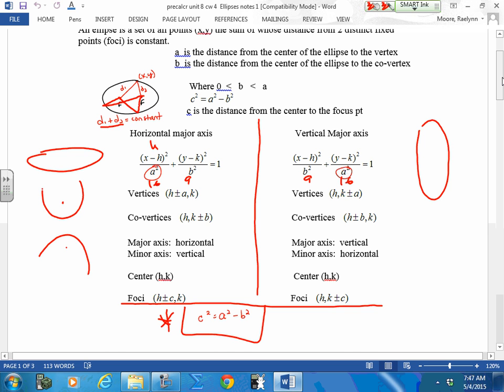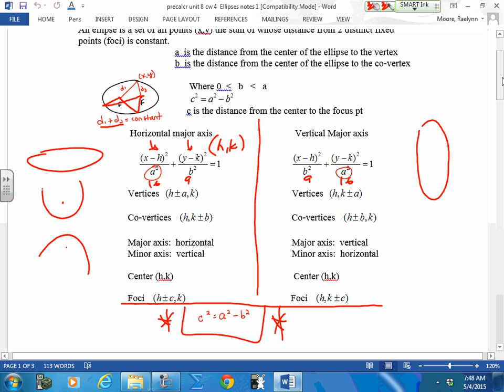This is where your center comes from, and we're going to make your foci points in here as well. Your foci points we do with the C, and the C comes from here. This part is probably something you have never seen, and we use this to find C. C squared is equal to A squared minus B squared. That's a little different than your Pythagorean theorem, but it's going to work for us to find your C value.